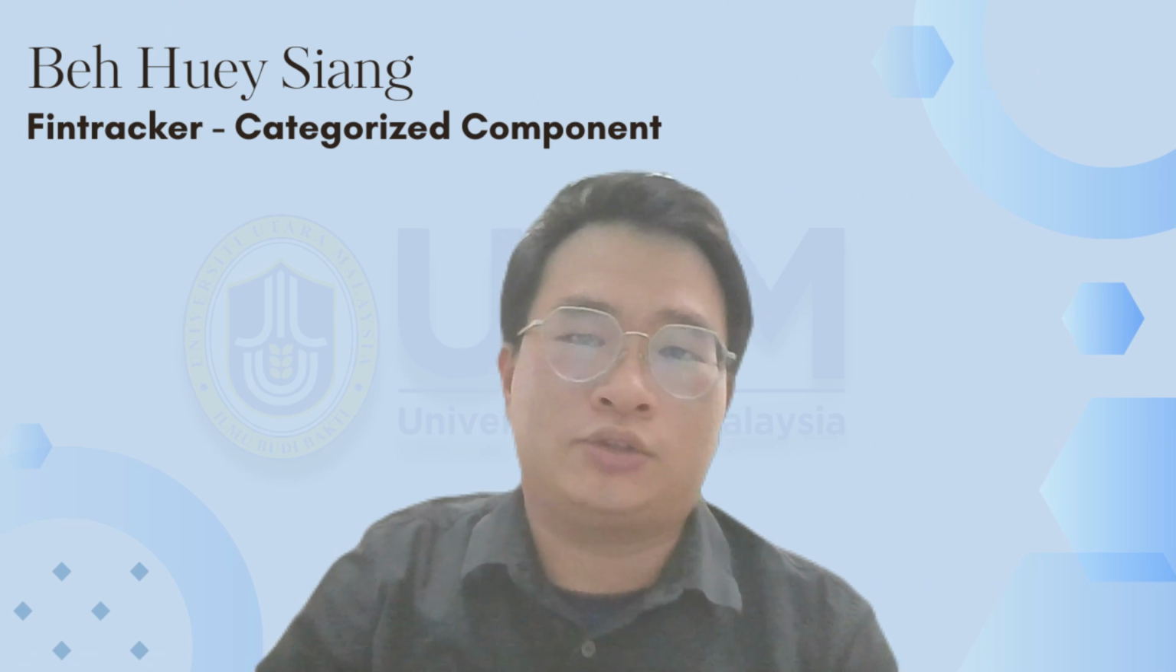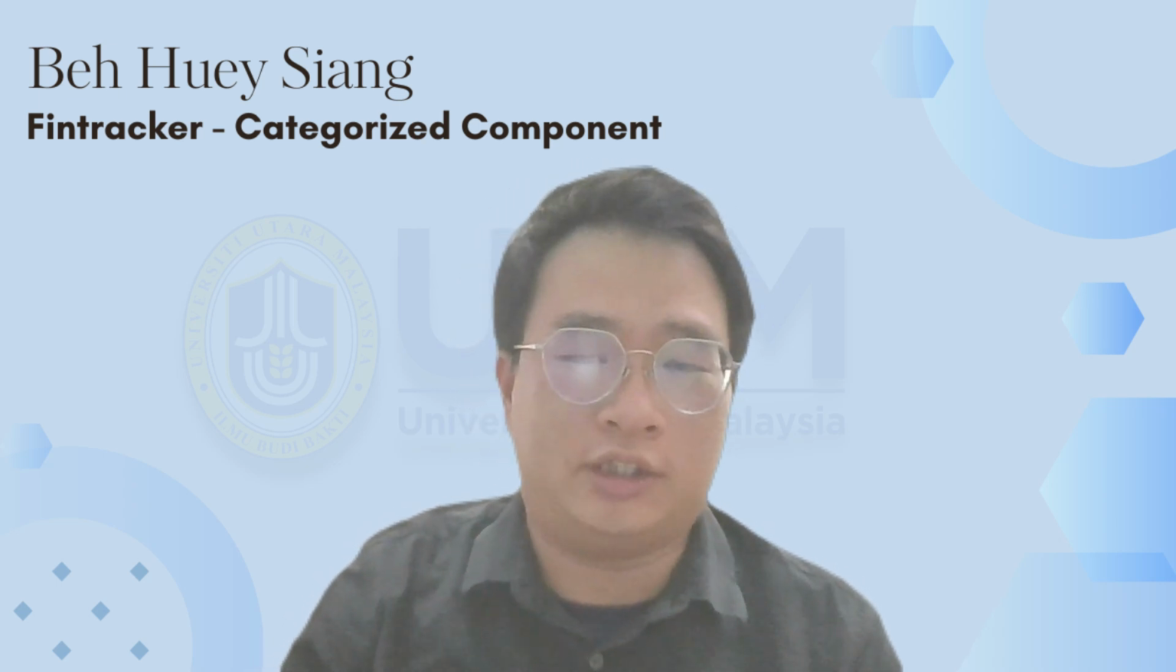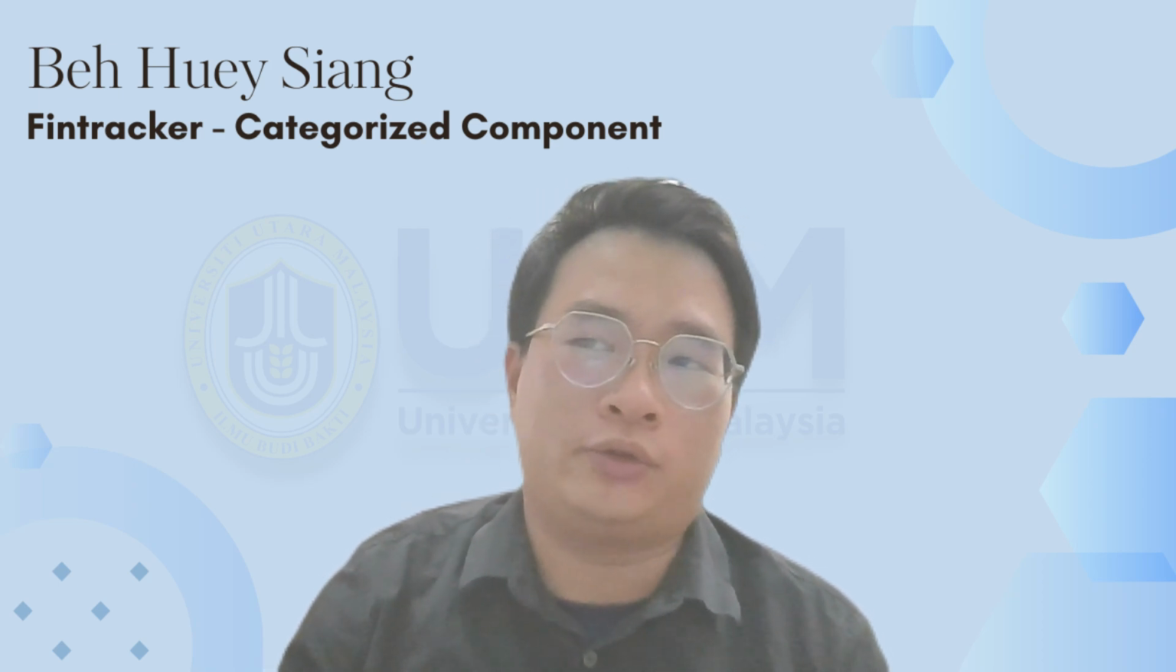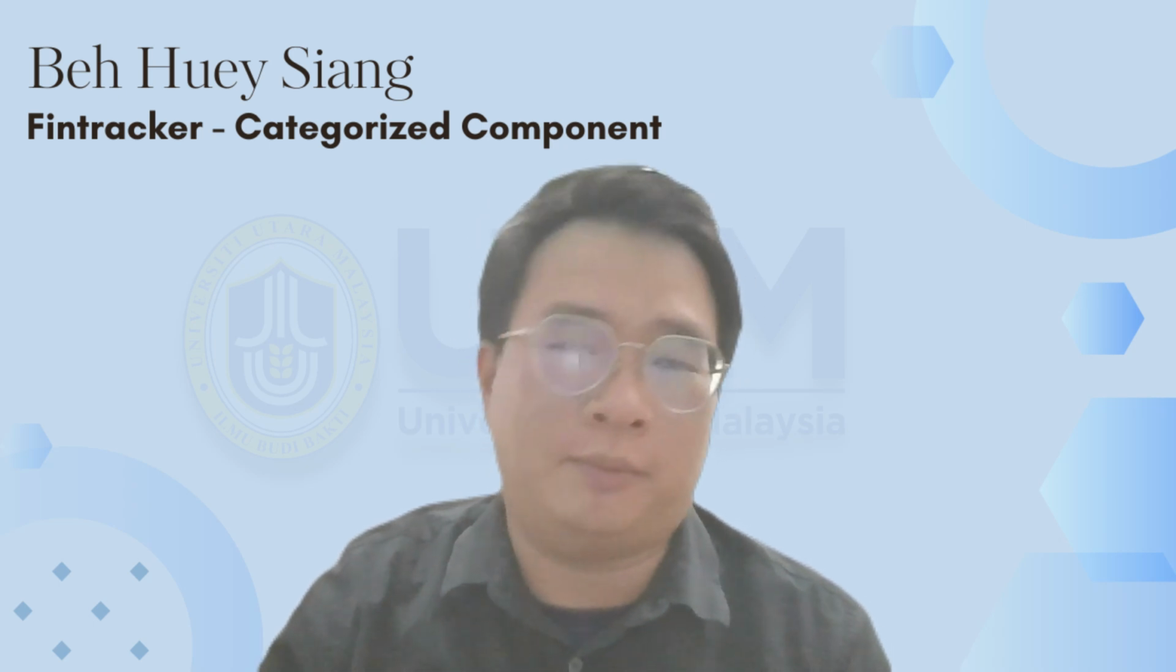My name is Beh Huey Siang and my metric number is 285626. I'm also a group member from Group E, and in this video I would like to share the experience of what I have learned throughout the component development process for our system, and all the challenges and how we overcame them during the development process.